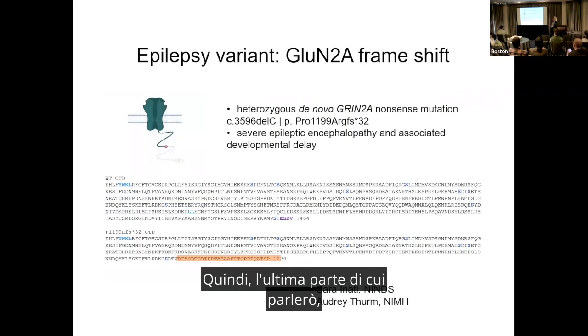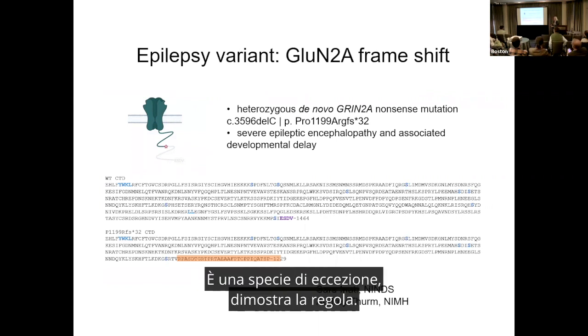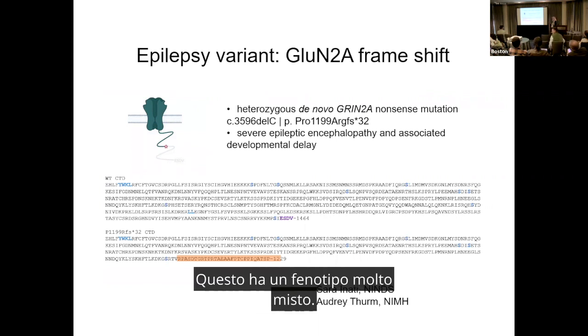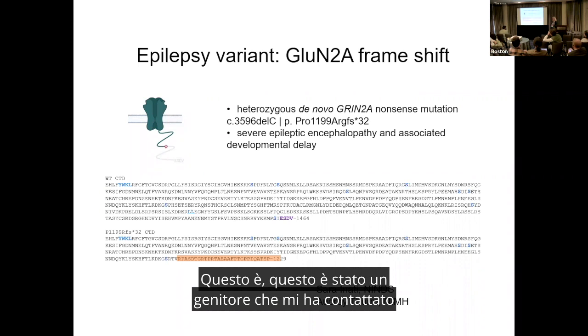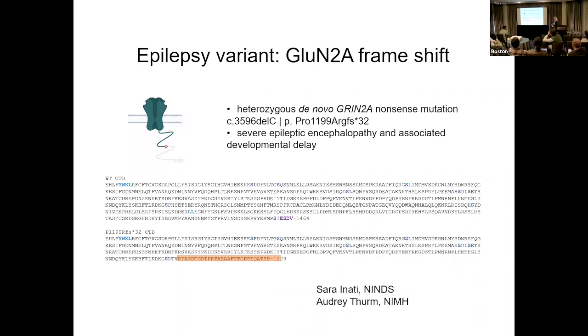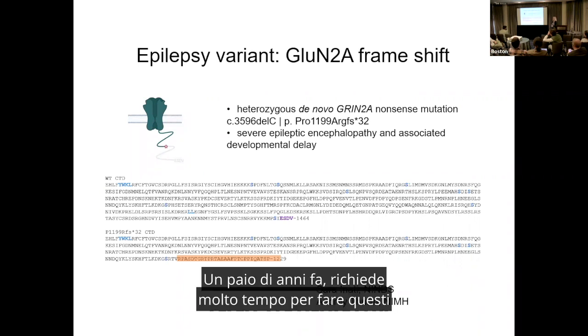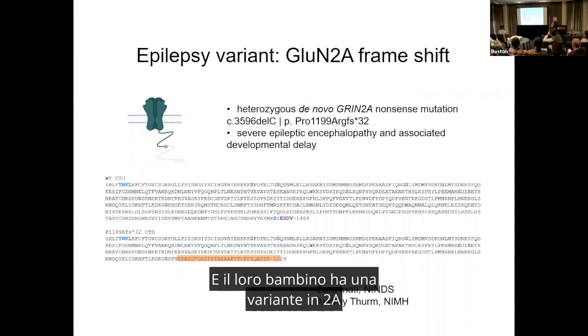So the last part I'm going to talk about is unpublished, but it's kind of, as I said, the exception that proves the rule. This has a very mixed phenotype, so it was kind of intriguing. This was a parent that contacted me directly a couple of years ago. It takes a long time to do these studies. And their child has a variant in 2A in the C-terminal domain.